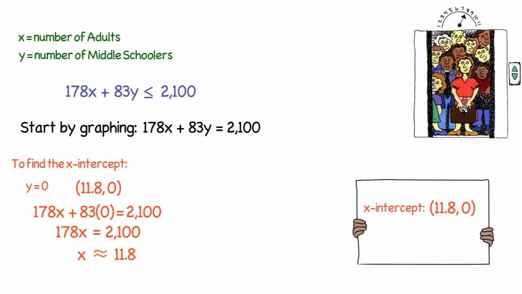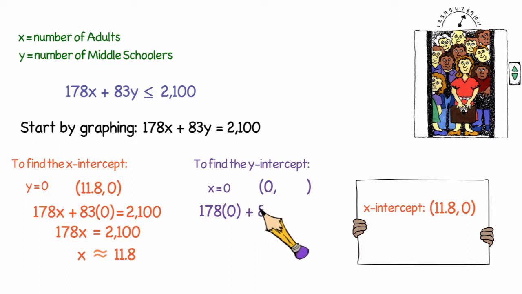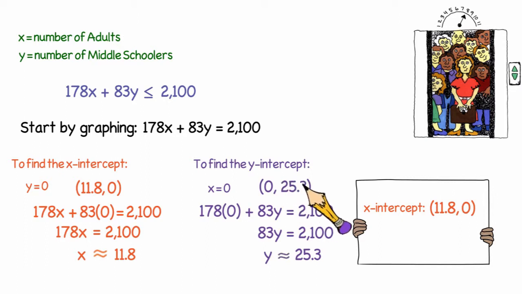Now the other coordinate that's easy for me to find is the Y-intercept, and I'll do that by replacing X with 0. I now have 178 times 0 plus 83y equals 2,100, which means 83y equals 2,100. Divide both sides by 83, and I now get y equals approximately 25.3. So that represents the maximum amount of kids that can be on the elevator at any one time, which is 25. So that coordinate would be (0, 25.3).